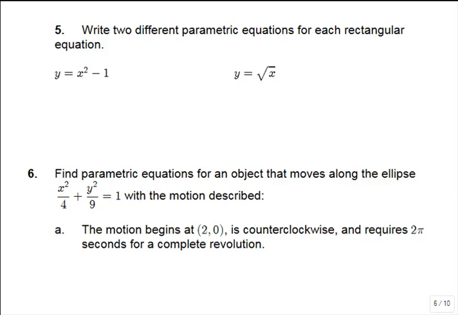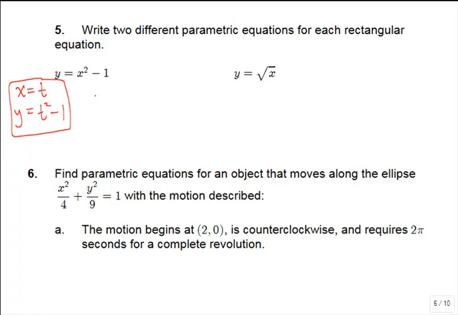So now what we're going to do is come up with two different ways to parameterize some equations. So we have y equals x squared minus 1, and we want to figure out a way to write parametric equations for this in two different ways. A really simple way is just to let your x become t, and then you're going to rewrite this equation by substituting in a t where that x was. So this would become t squared minus 1. That's the most basic way to create parametric equations.